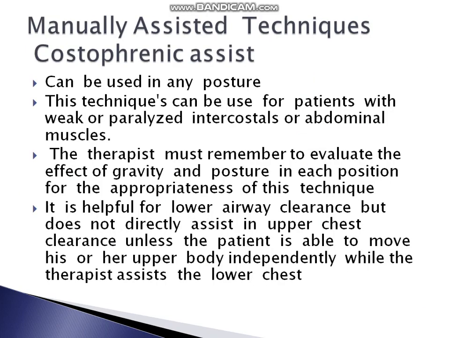So first is the costophrenic assist. This technique could be given in any position. This technique can be used for patients with weak or paralyzed intercostals or abdominal muscles. The therapist must remember to evaluate the effect of gravity and posture in each position for the appropriateness of this technique. This is helpful for lower airway clearance but does not directly assist in upper chest clearance unless the patient is able to move his or her upper body independently while the therapist assists the lower chest.